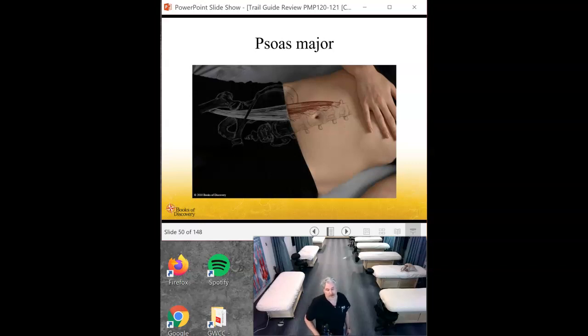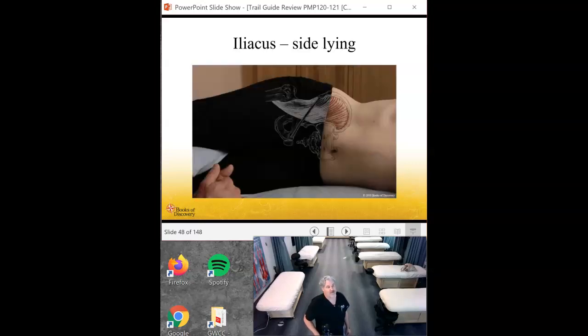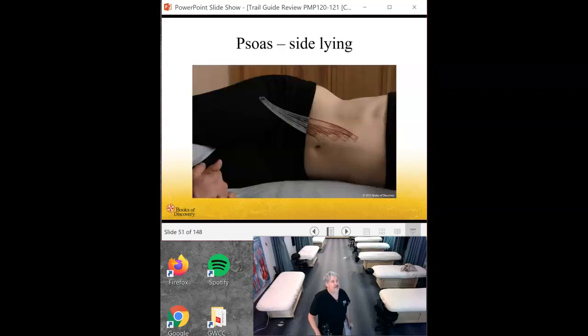Anyway, do not worry about it. Just say the name psoas major. Psoas major. Good. And tell me the name iliacus. Iliacus. And let's put them together. Iliopsoas. Iliopsoas. Yeah, perfect. Thank you, sir. We're good.